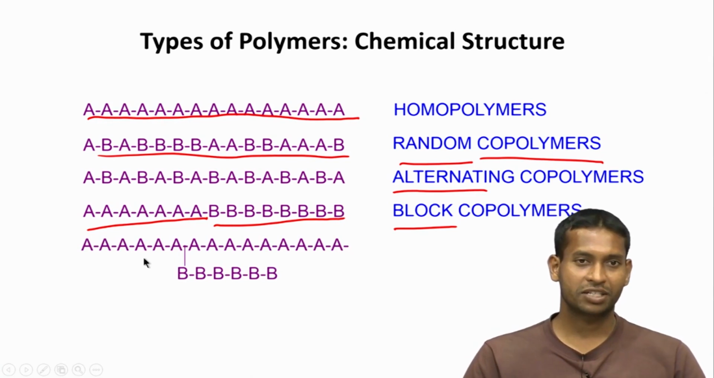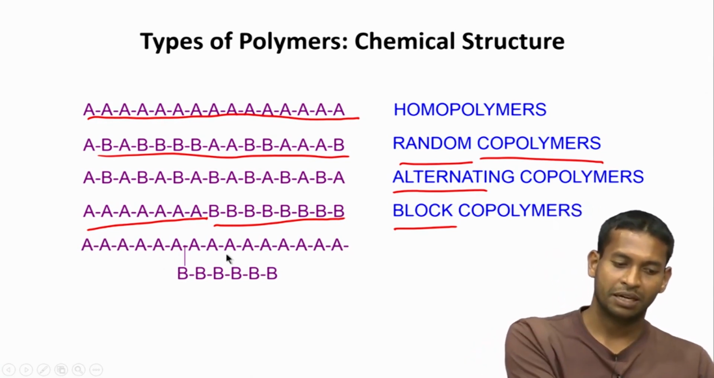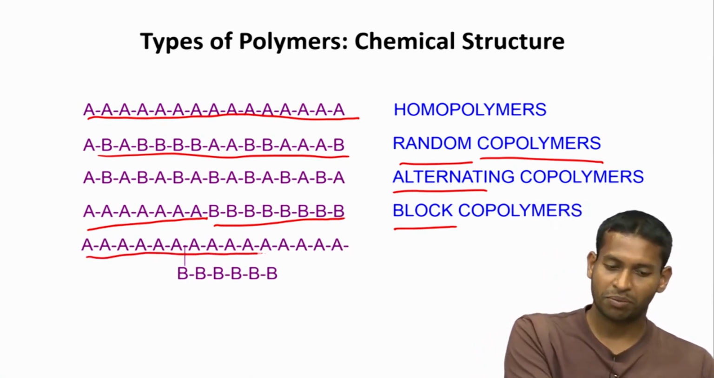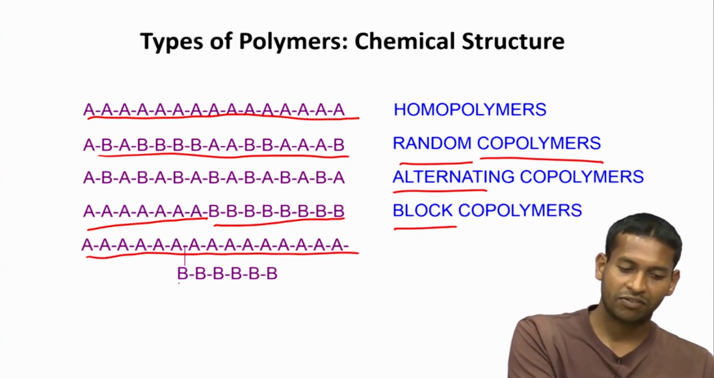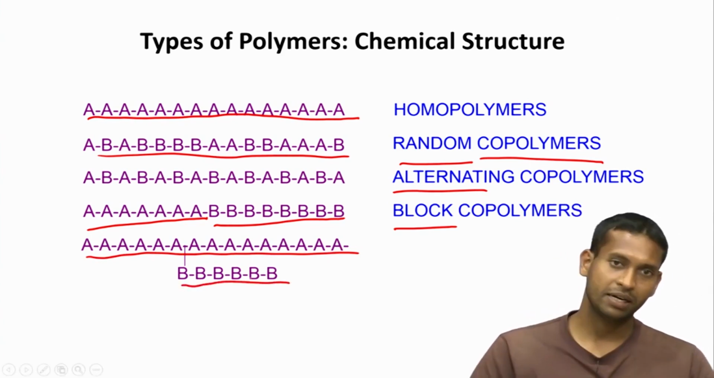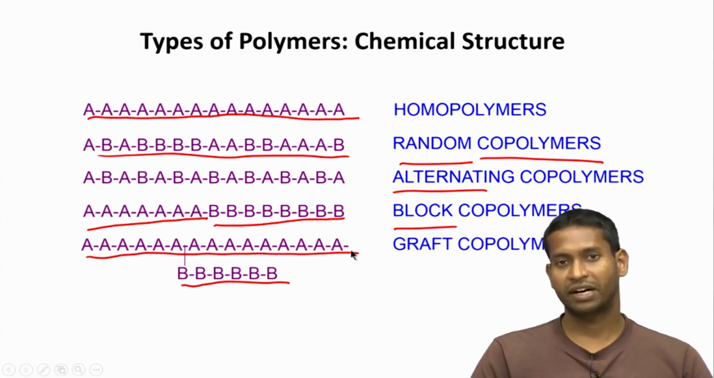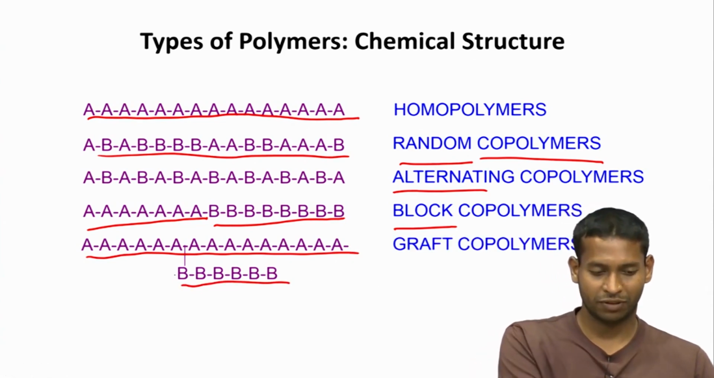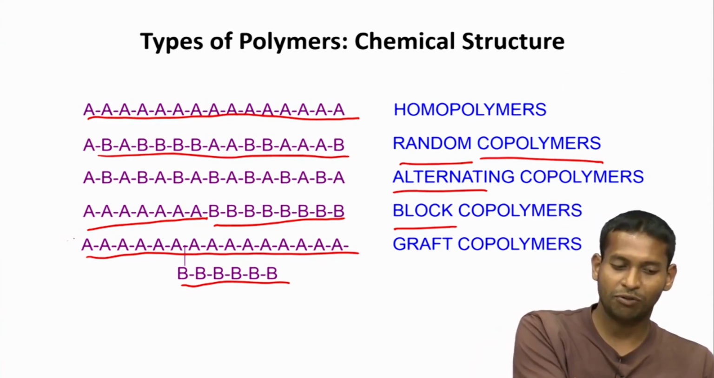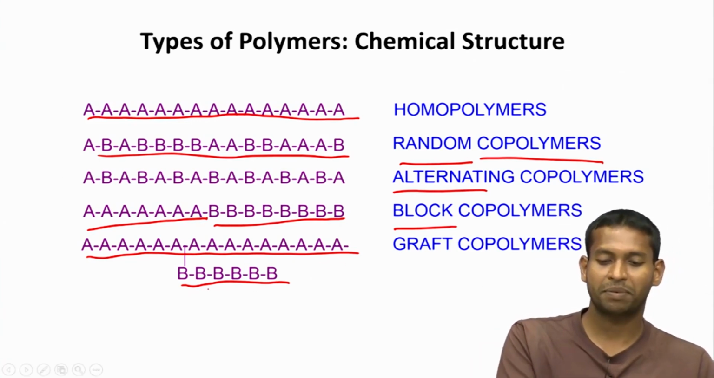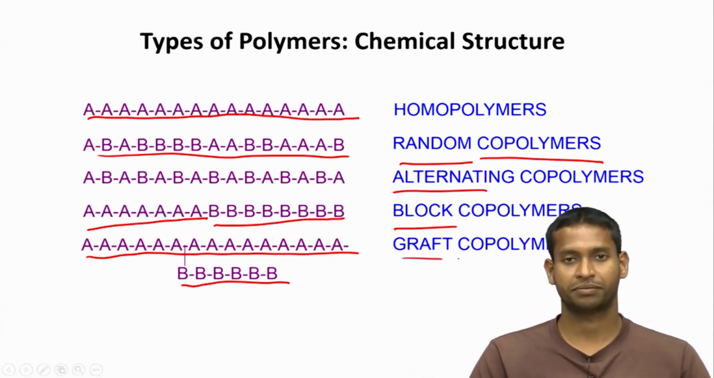And then you can have a system where A is continuing throughout the polymer, but then there is a little bit of graft that is added for B, which is separate. These are called graft copolymers, because in this one, even though by itself A would have made a polymer, B is separate, and so it makes a graft here.